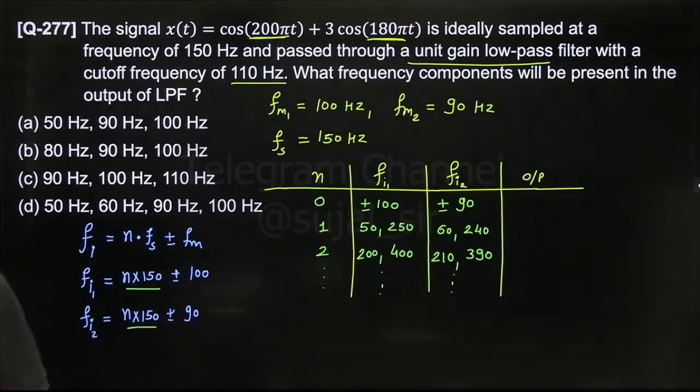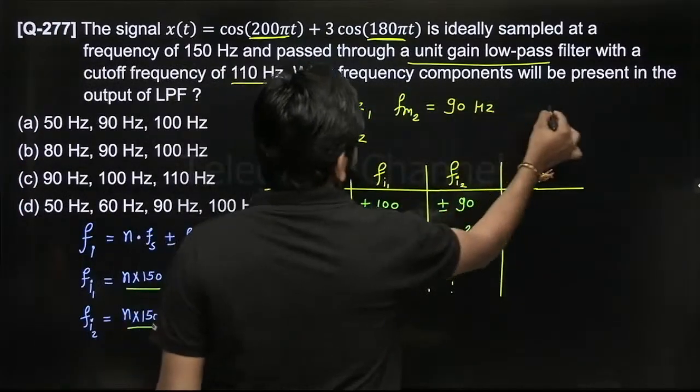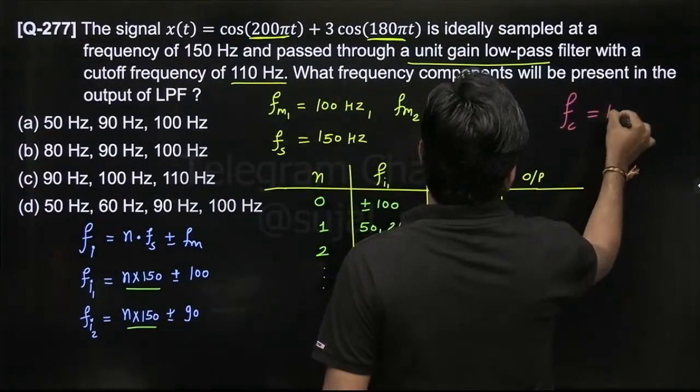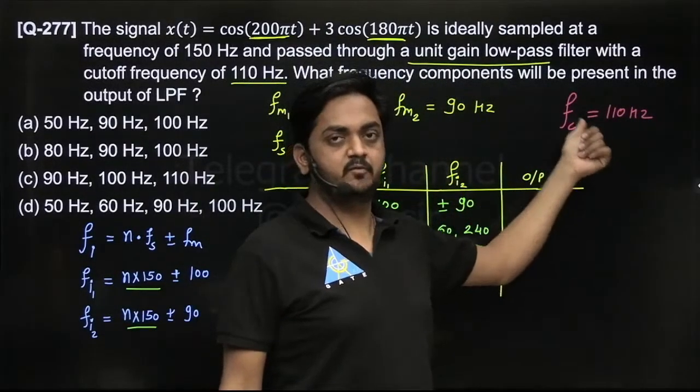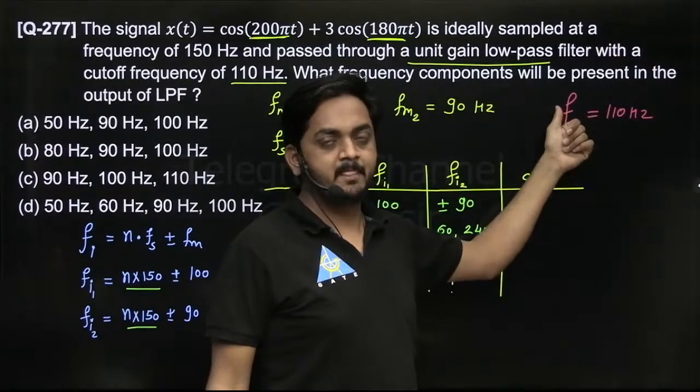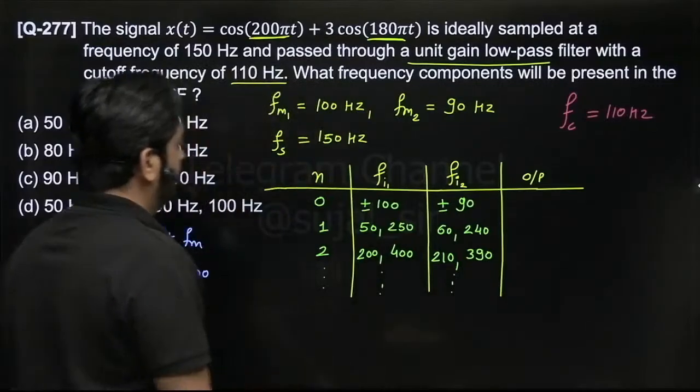Now next let us observe the cutoff frequency, guys. Cutoff frequency is 110 Hertz. So if the input frequency is less than the cutoff frequency, then it will be passed by the given low pass filter. If the input frequency is greater than the cutoff frequency, it will be rejected by the low pass filter.